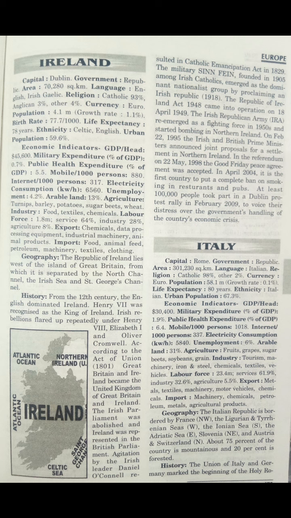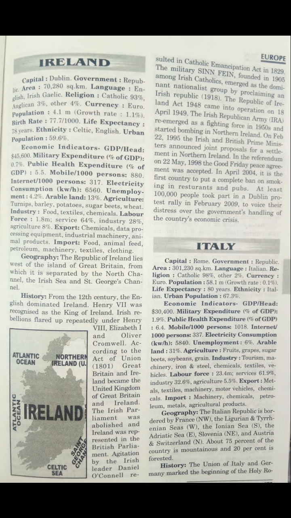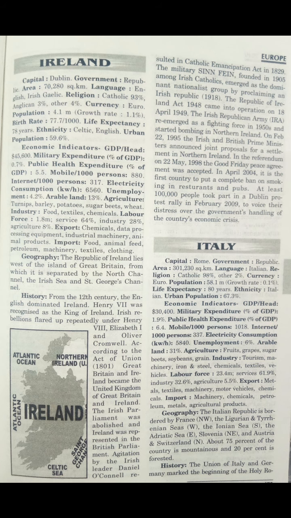Irish rebellions flare up repeatedly under Henry VIII, Elizabeth I, and Oliver Cromwell. According to the Act of Union 1801, Great Britain and Ireland became the United Kingdom of Great Britain and Ireland. The Irish Parliament was abolished and Ireland was represented in the British Parliament.